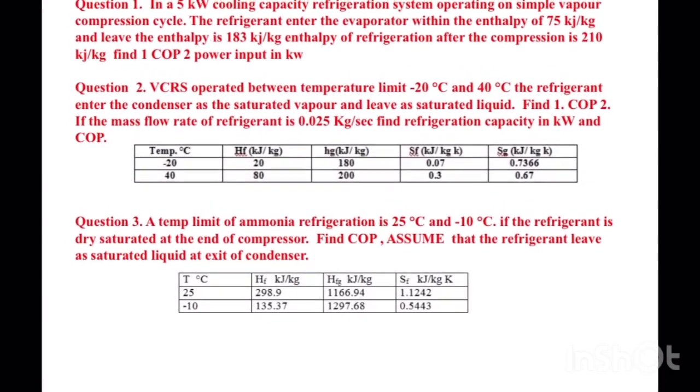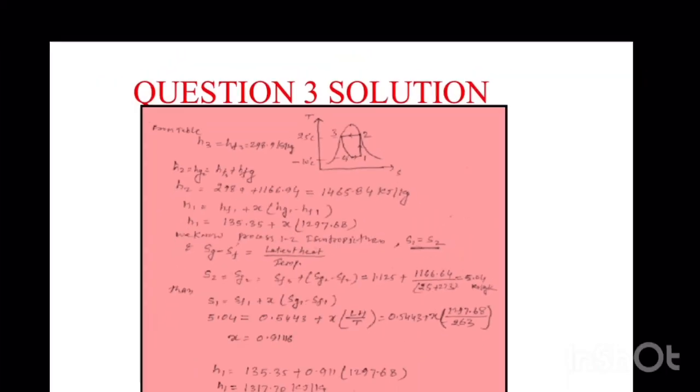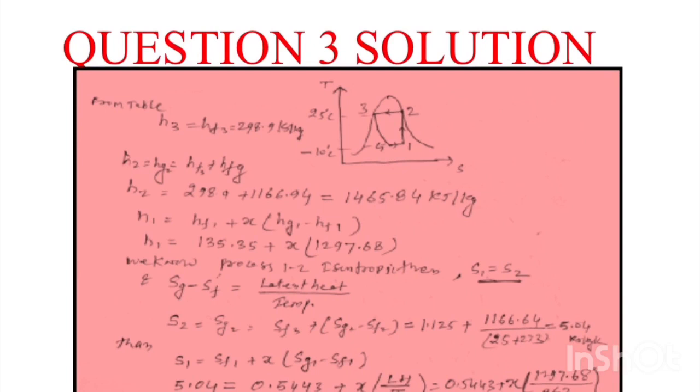Okay. Similarly, the third numerical also we can solve. Here they have asked about the COP, but the condition is the temperature limits for ammonia refrigerant. Ammonia they have considered as the refrigerant. Okay, 25 degree and -10. The refrigerant is dry saturated at the end of the compressor. Okay, and find the COP. Assume that the refrigerant leaves as saturated liquid at the exit of the condenser. So the T-S diagram we make here like this. Okay, same as the previous one, wet vapor compression. So again you can do it yourself, I think.